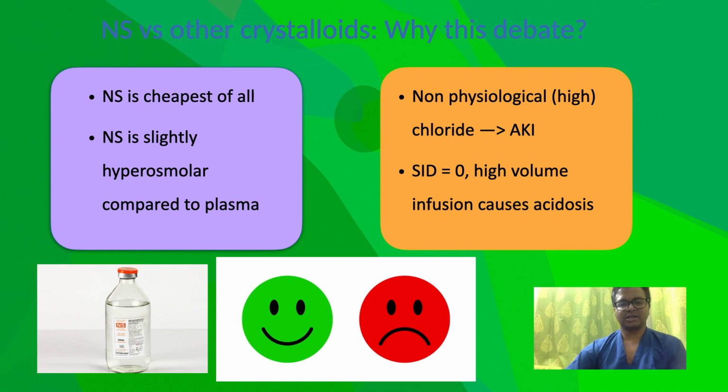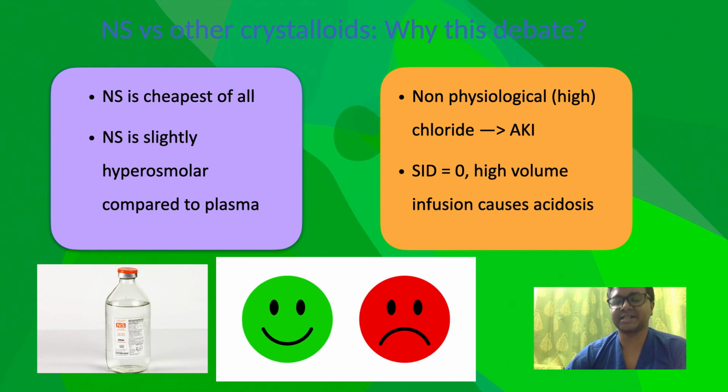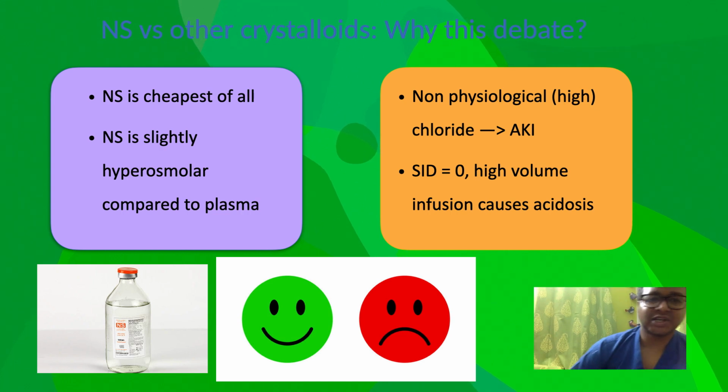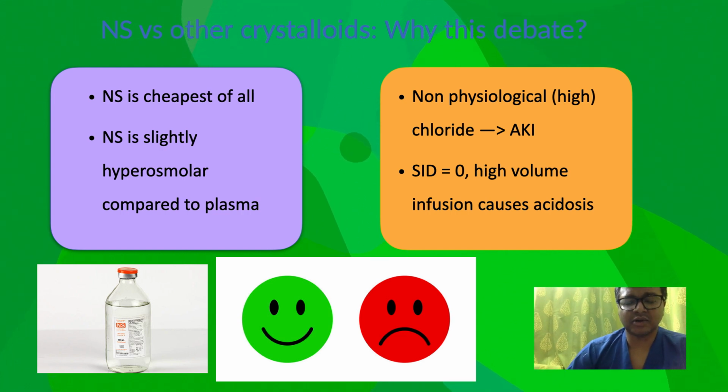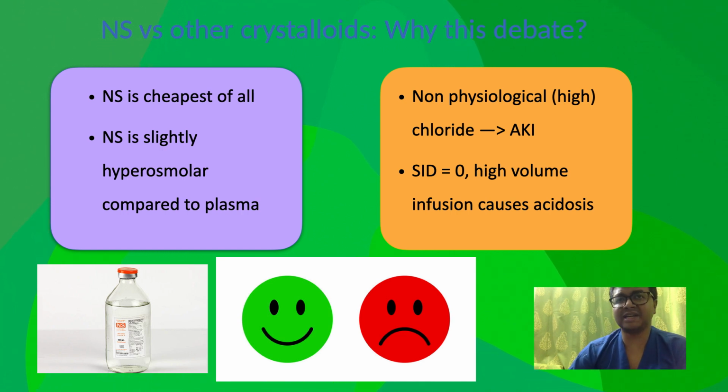Now that we have chosen crystalloids over any other colloids, let us talk about whether to choose normal saline or any other crystalloid while we give fluid to our patients. So why this question? Why this debate between NS and other crystalloids? That is because normal saline is the cheapest of all crystalloids. It is easily available, and also NS is slightly hyperosmolar compared to plasma. And from our physiological discussion, we believe that anything which is hyperosmolar compared to plasma probably has a better volume expanding effect than the other types of crystalloids.